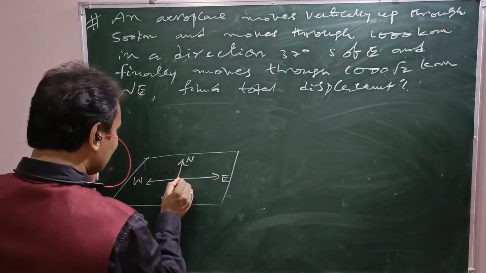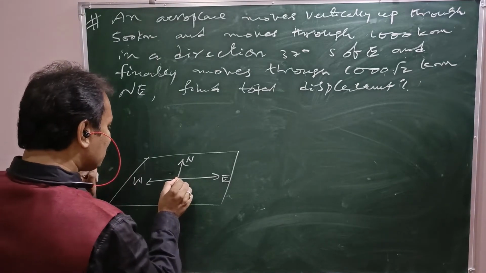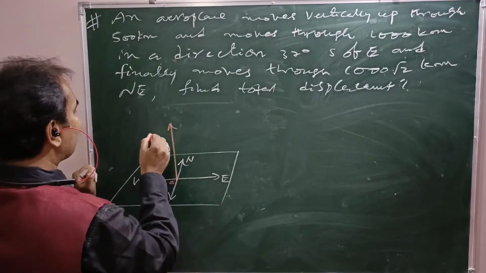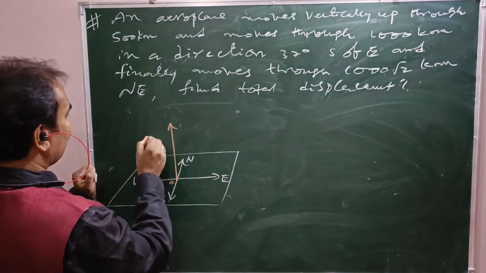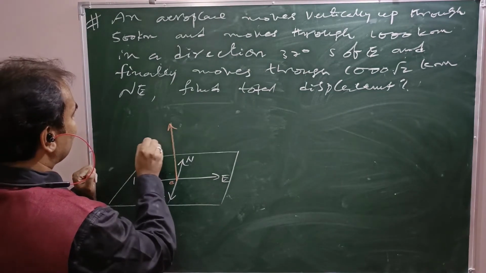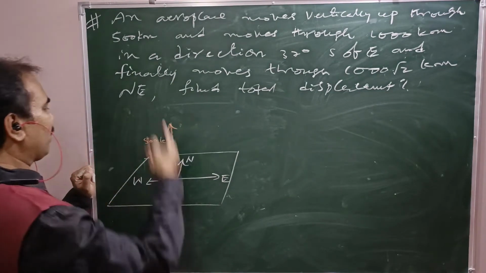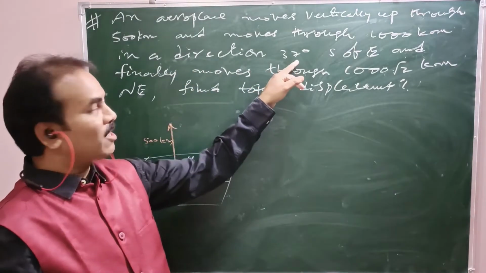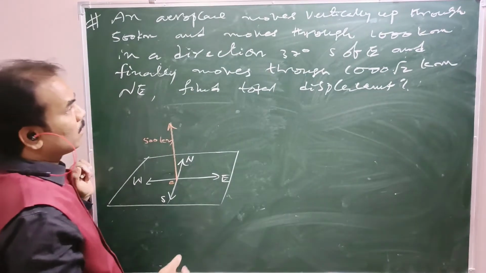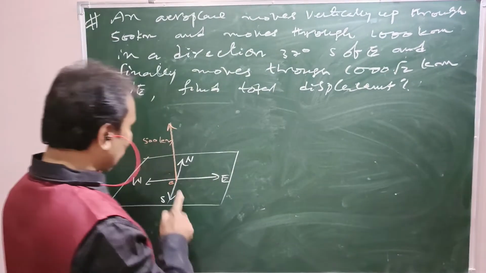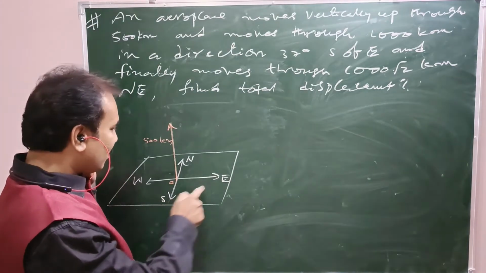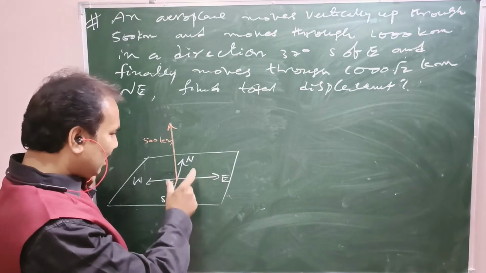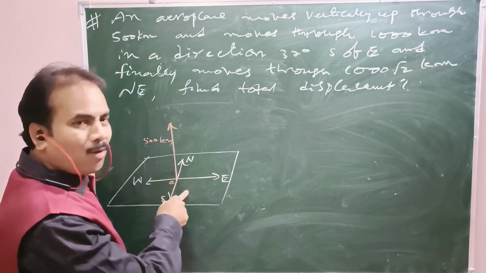See, this is origin. From this position, vertically up, it moves through 500 kilometers, right? From which it moves in a direction 37 degrees south of east. South of east. South somewhere here, east somewhere here. South of east in the sense, the aeroplane moves in this fourth quadrant like that.